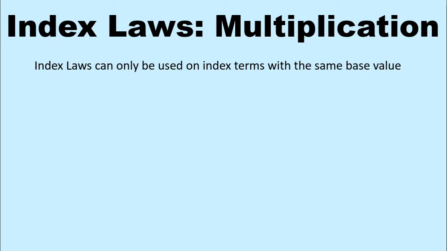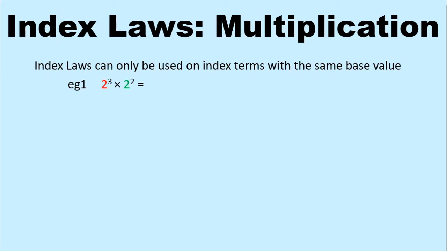And we need to be clear that these index laws can only be used for index terms with the same base value. Remember, the base value is that big number down at the bottom. So for example, 2 to the power of 3 times 2 to the power of 2. These two index terms have the same base. Both of their bases are 2.